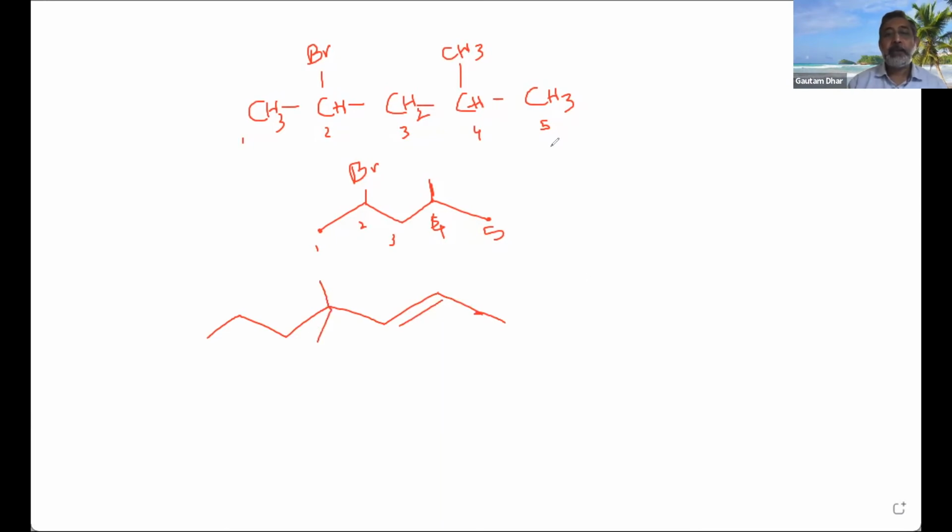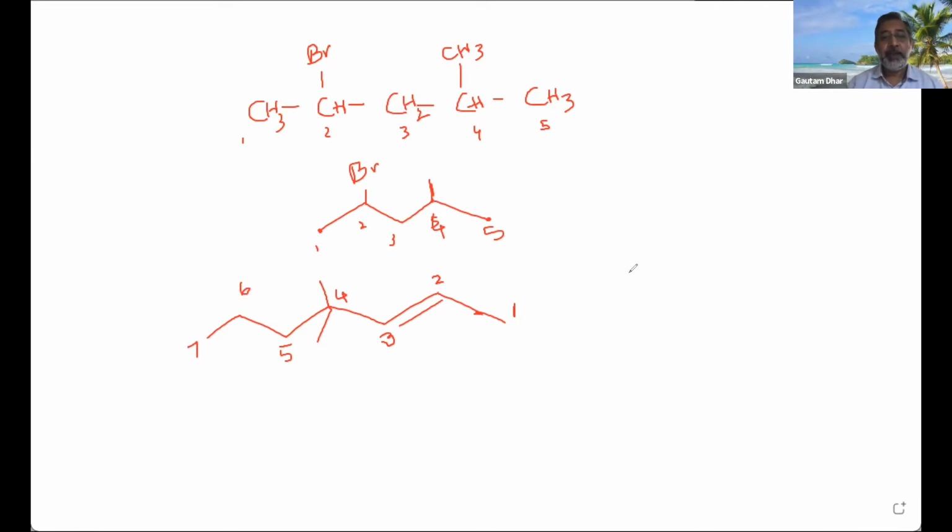Okay, let's do this one. I did a skeletal structure. So where would you start? Which side? Always, the double bond gets the preference. See? What next? 4, 5, 6. And this is 7.